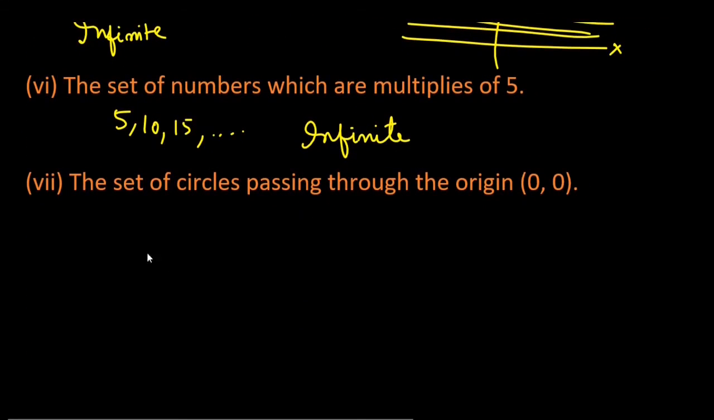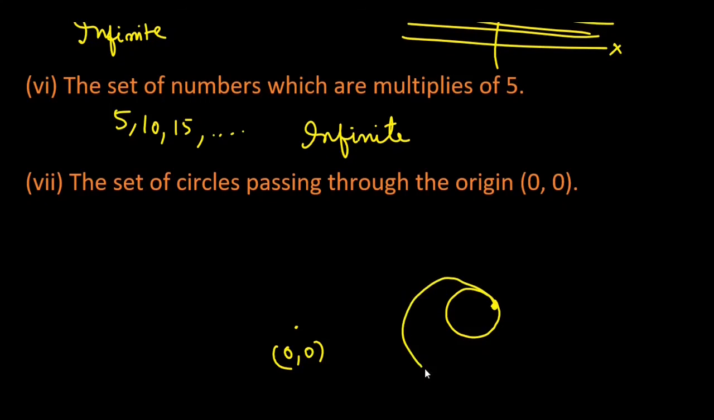The set of circles passing through the origin 0, 0. It is a point 0, 0. Set of circles passing through origin. So let us take it here. Set of circles passing through this. So we can draw any number of circles. So this set is also infinite.